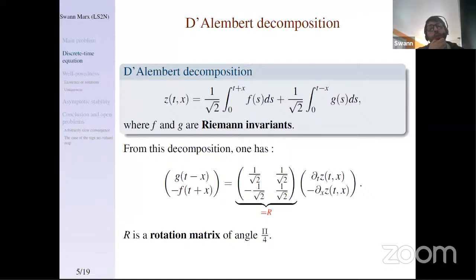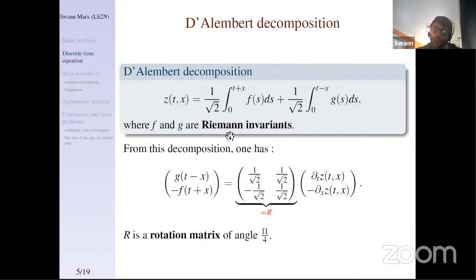Okay. So first, I would like to explain why we have a discrete time equation. And this discrete time equation relies on something which is really classical for the one-dimensional wave equation, which is the d'Alembert decomposition. So in a sense, you are just writing z(t,x) as integral of functions f and g that are Riemann invariants. So this d'Alembert decomposition is really a technique that is related to the one-dimensional wave equation, because here, in a sense, you are saying that t and x play the same role, which cannot be possible in the case where x is of dimension 2 or higher than 2.